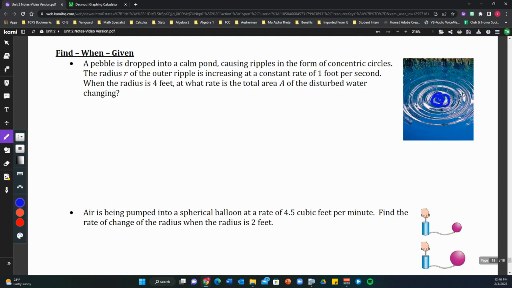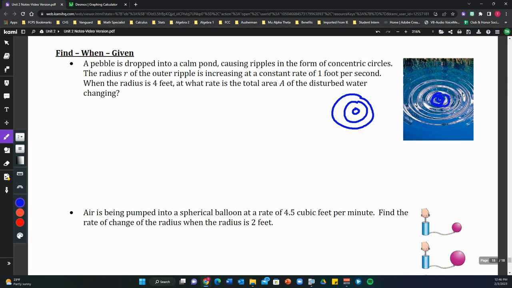So the radius r of the outer ripple is increasing at a constant rate of 1 foot per second. When the radius is 4 feet, at what rate is the total area of the disturbed water changing? So basically, we've got little circle, bigger circle, and so on. And we want to know, how is the area of that outermost circle changing as the ripples expand?